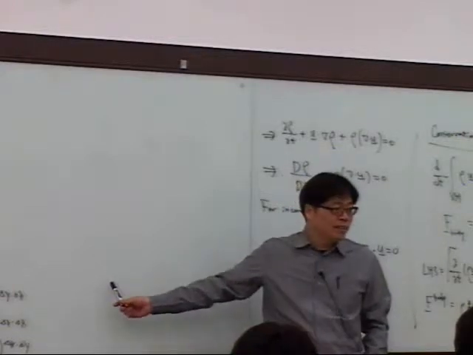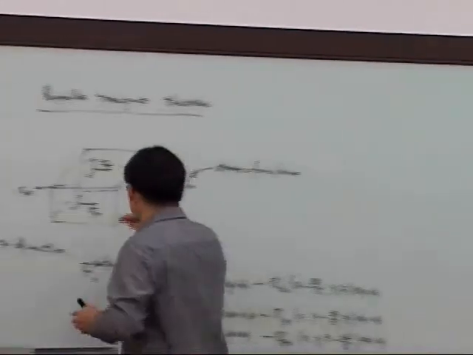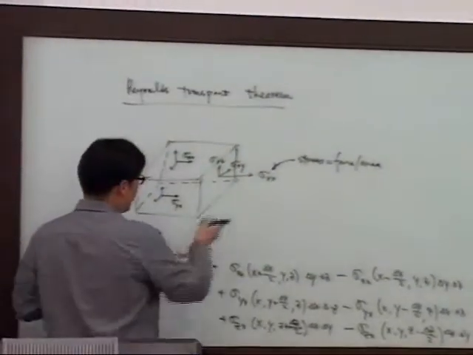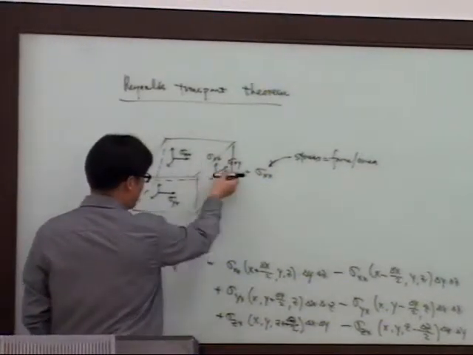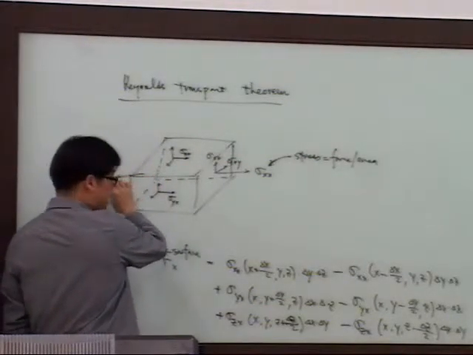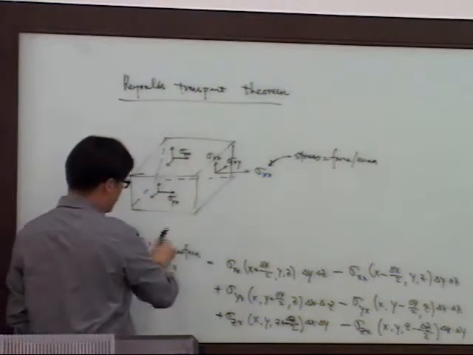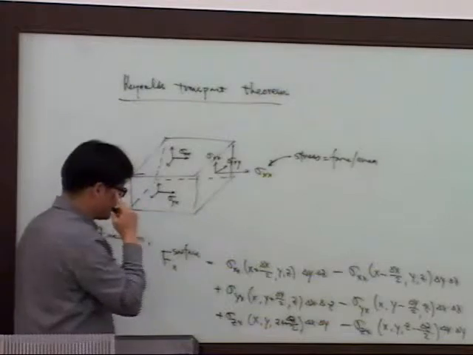Do you know what I'm doing? I'm just looking at the force in the x component. On this surface, I have sigma xx. On the other surface, I have minus sigma xx. Okay? And also this surface and top surface, we have sigma yx and sigma zx.